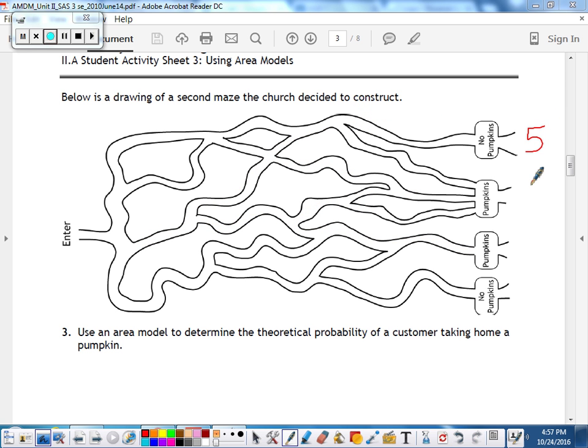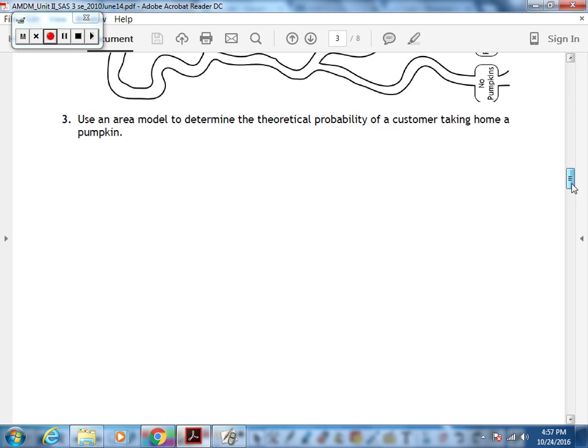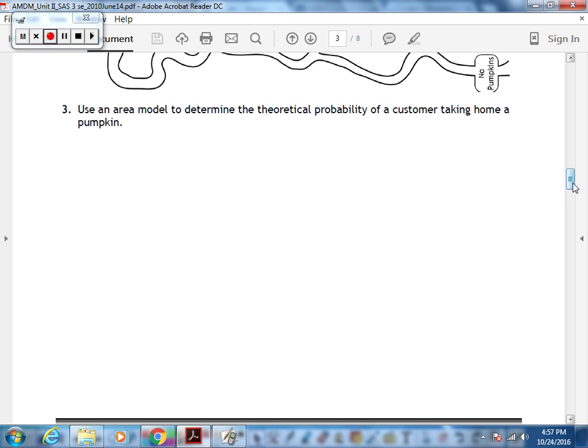So far we have 5 for that one, 5 for that one, and 6 for this one. And then finally we have one over here that says no pumpkins. Or sorry, that's the end. But this one I can go from here, 1, 2, 3, so this one can go to 3 different places. Okay. So now that we have those numbers, we can actually go and draw our area model.